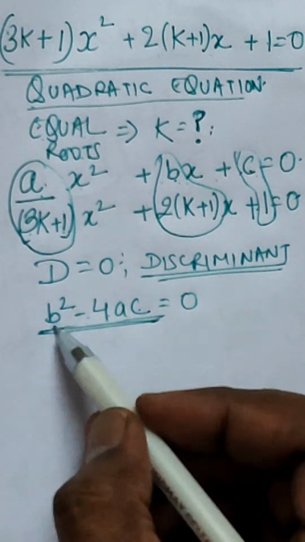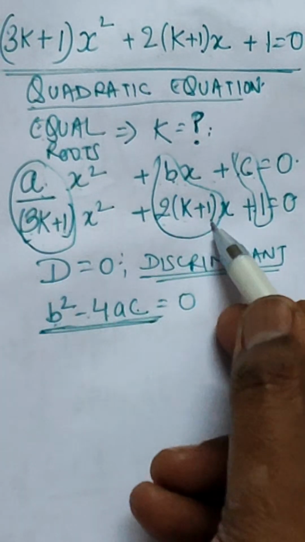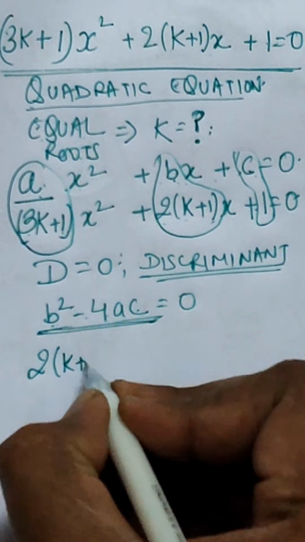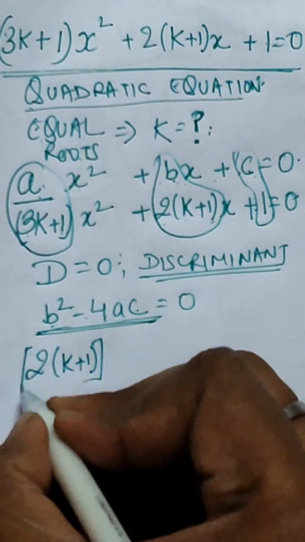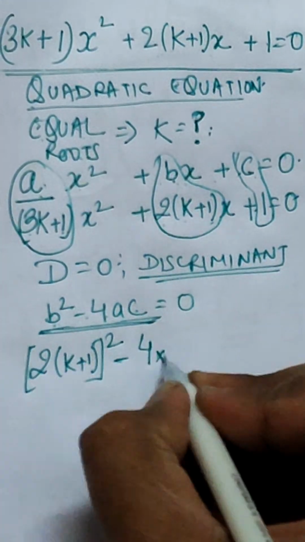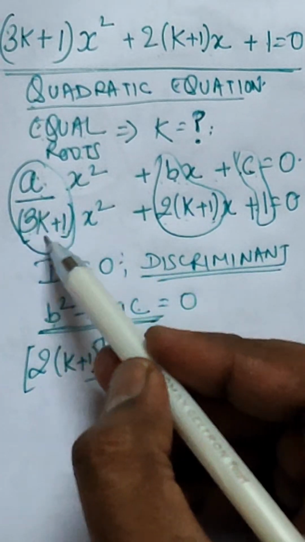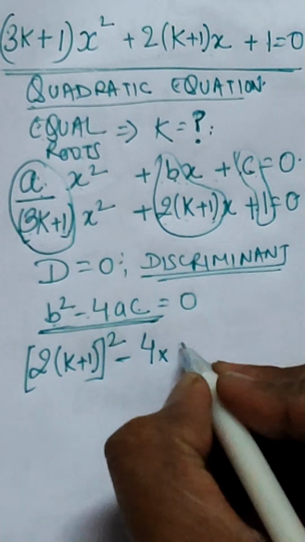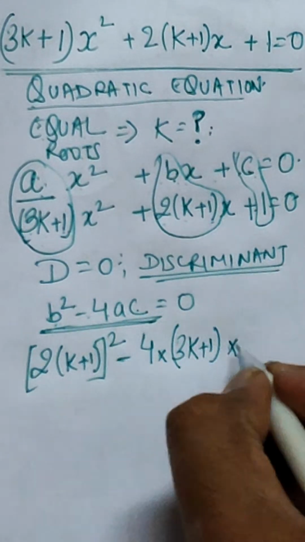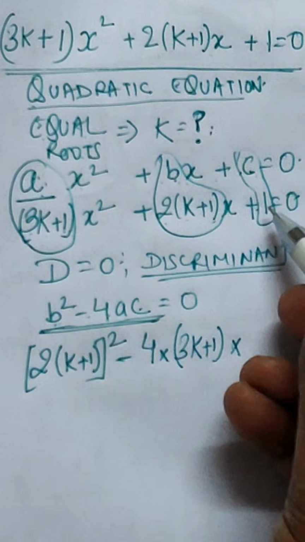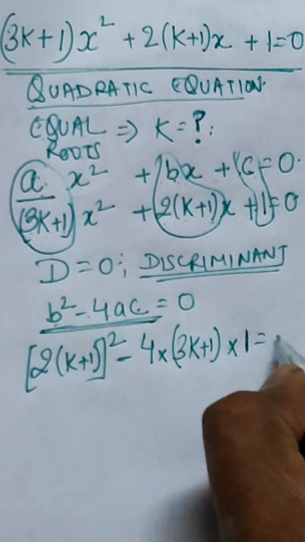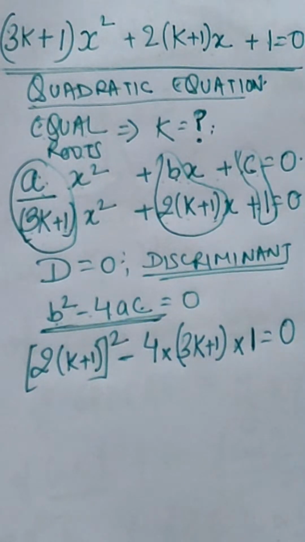Let us do it. In place of b, write 2 times (k plus 1), so it will be looking like (2 times (k plus 1)) whole square. This is b square minus 4 times a. What is the value of a? A will be 3k plus 1. In place of c, what is the value of c? It's 1. We did simple comparison only. And just equate it equal to 0.